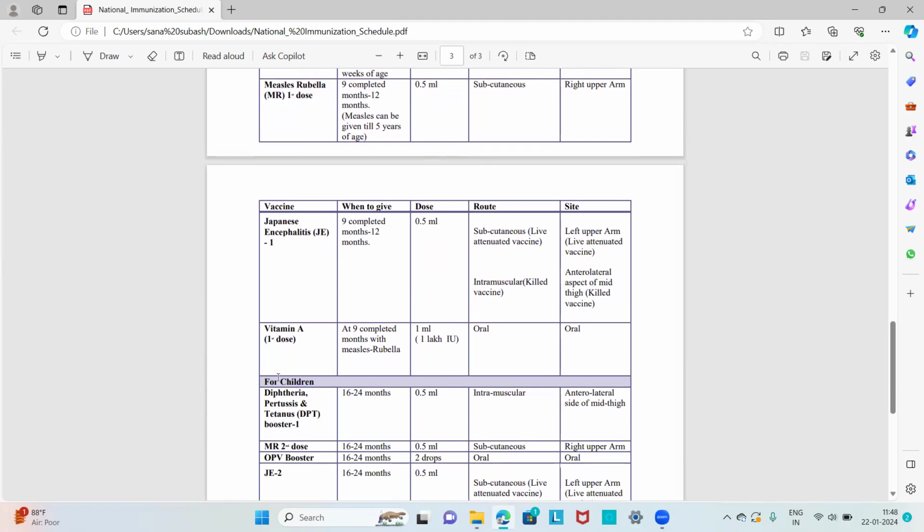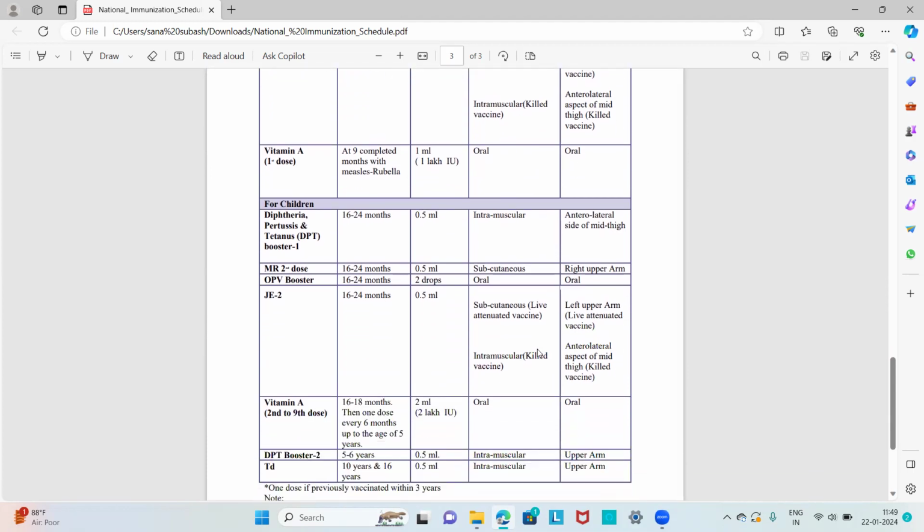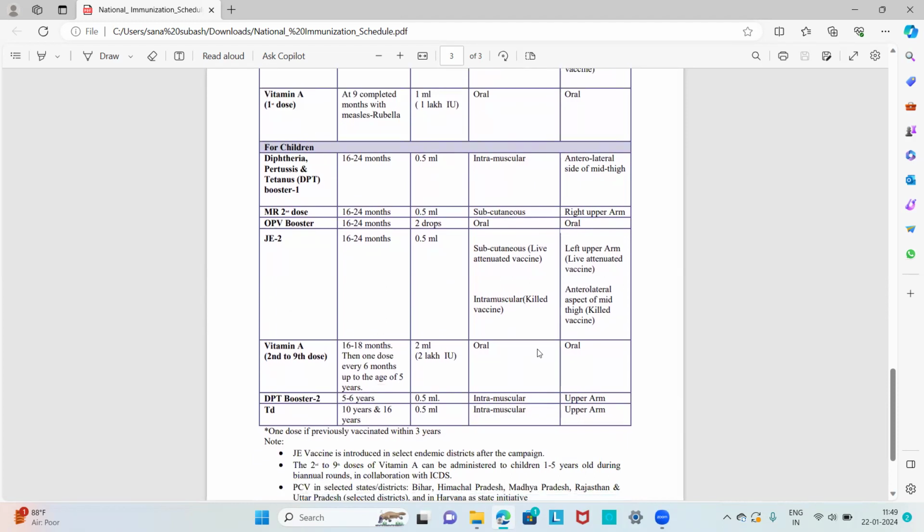Then the vitamin A first dose is also given at 9 completed months with the measles rubella vaccine. It is 1 lakh international units, and the route is oral. The oral route vaccines are the oral polio vaccine, the rotavirus vaccine, and vitamin A.